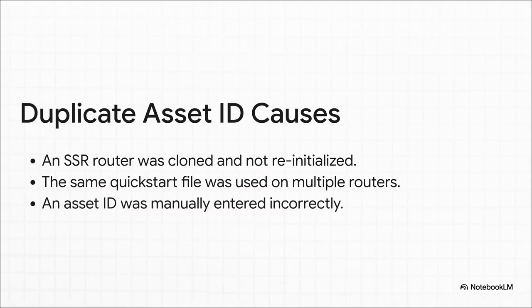And finally, let's not forget about the simple stuff, configuration errors. You see an alarm like duplicate asset ID, and that can cause all sorts of weird connectivity problems. And it usually happens for one of three really common reasons. Someone cloned a VM and didn't reinitialize it, the same quick start file was used on more than one router, or, yep, somebody just made a typo. It's just a good reminder to always check the basics first.